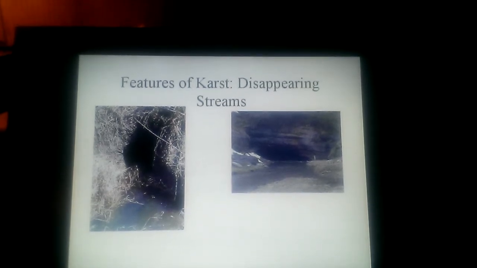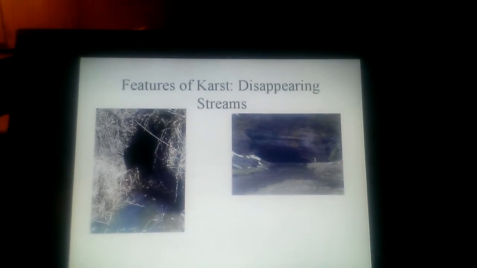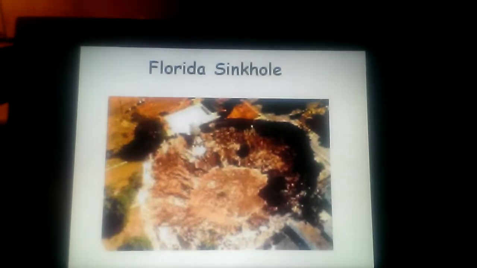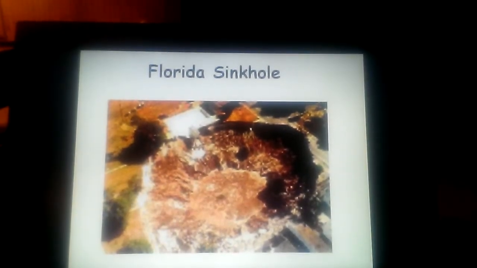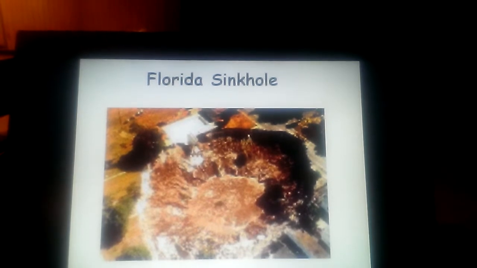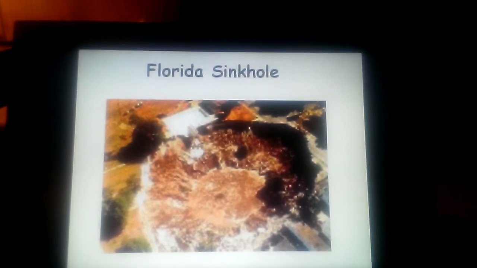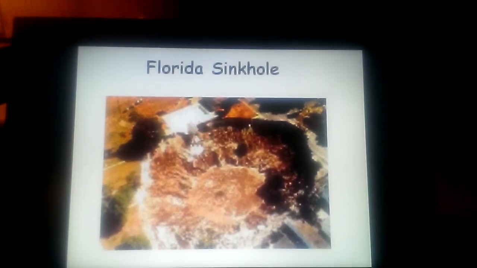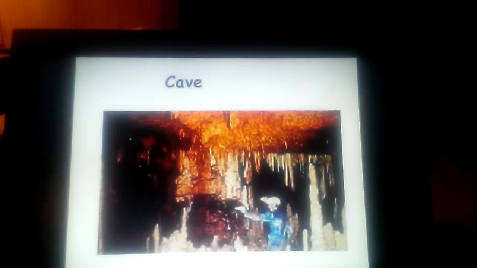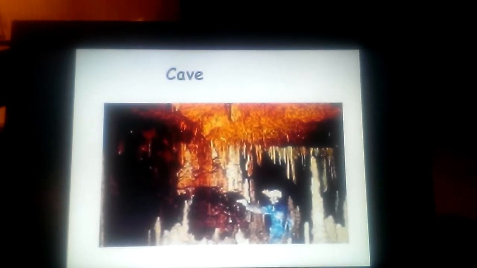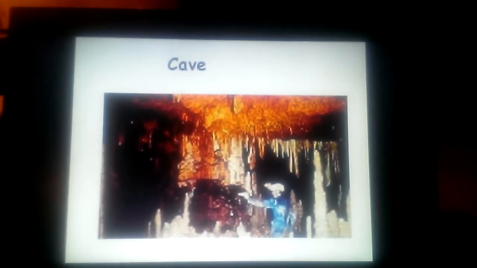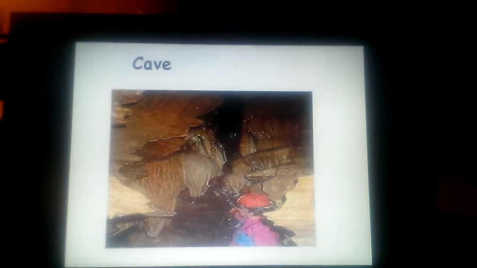Another occurrence would be a disappearing stream where it just looks like it goes into the ground somewhere and you don't see it. And then sinkholes. This is a Florida sinkhole. Poor Florida. They have lots of limestone and they have lots of sinkholes as caves collapse from the weight of overlying material. And here's another picture. That's Luray Caverns.